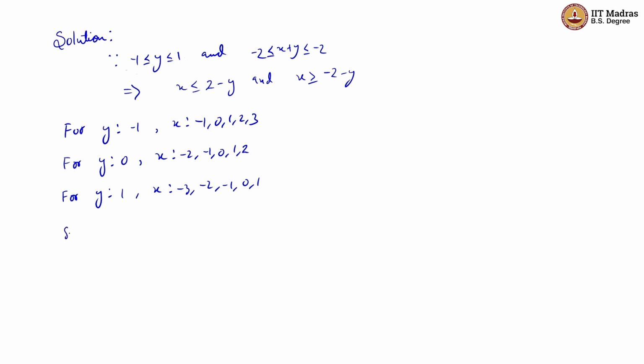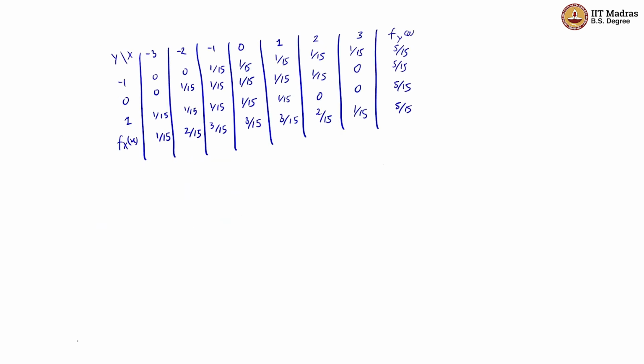So from here the range of X is the union of all this, that is -3, -2, -1, 0, 1, 2 and 3. Now from here we can find the joint PMF table of X and Y, and from there we can find the marginals of X and Y. So this is the required table of the joint probability of X and Y.